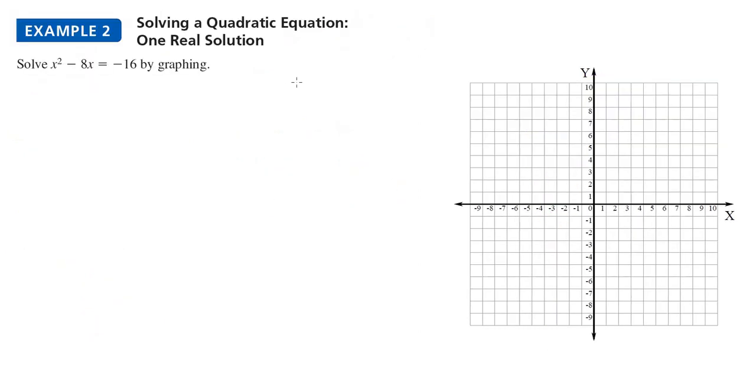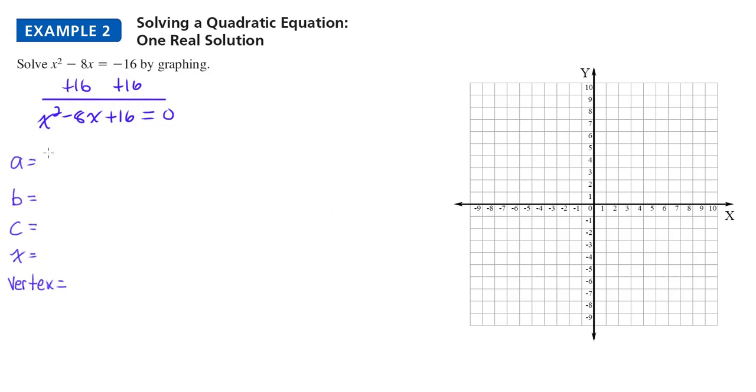All right, now let's take a look at example 2, solving a quadratic equation when there is one real solution. Solve x squared minus 8x equals -16 by graphing. Once again, let's go ahead and set this equal to 0 by adding 16 to both sides. This gives us the equation x squared minus 8x plus 16 equals 0.